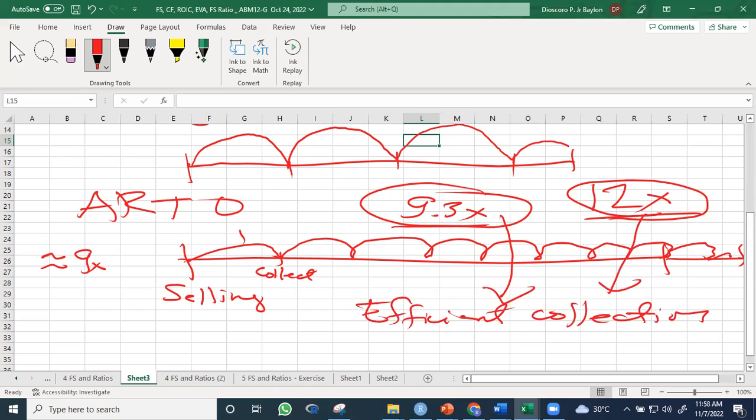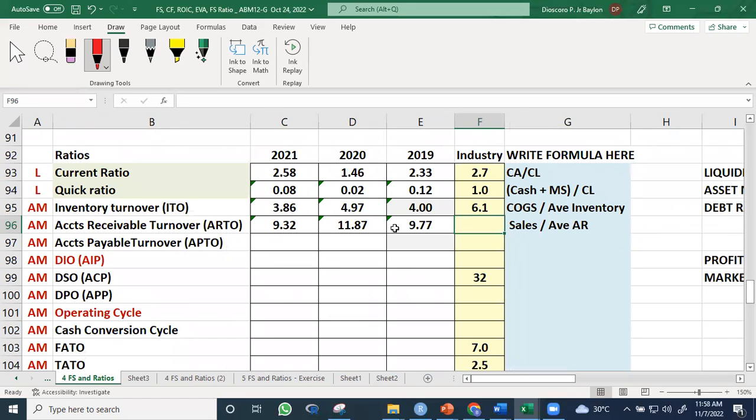So is there something wrong with how the company is collecting? Are there many bad debts here? Are there many uncollectible accounts? Okay, so pag ganito, yun ang titingnan ng company. And besides, sabi natin, hindi lang i-benchmark against the competitor, titingnan din over time.